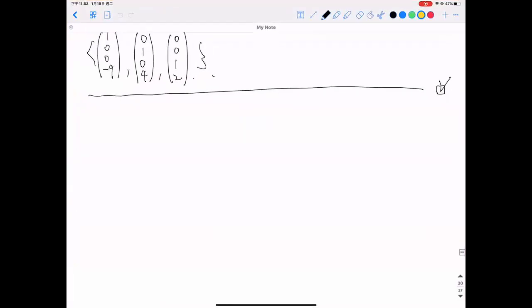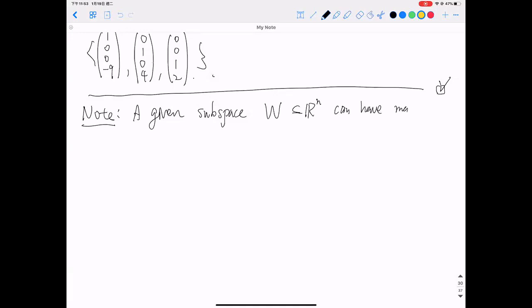Okay, so continuing on our discussion about bases, there is one thing that we should have noticed fairly early on: a given subspace W can and does have many different bases.